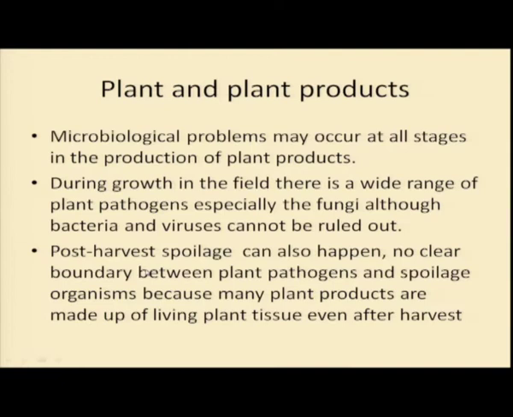Now post-harvest spoilage can also happen. There is no boundary between the plant pathogens and spoilage organisms because many plant products are made up of living plant tissue even after harvest. Now this statement actually requires explanation. When you are going to harvest a product from the plant concerned, whether it is a grain like your rice, wheat, barley, etc., or whether it is a fruit or a vegetable, what is harvested is from a living part. And this grain or a fruit or a vegetable will still respire. It is still a living stuff. Even though it is no longer attached to the mother plant, it will still respire.